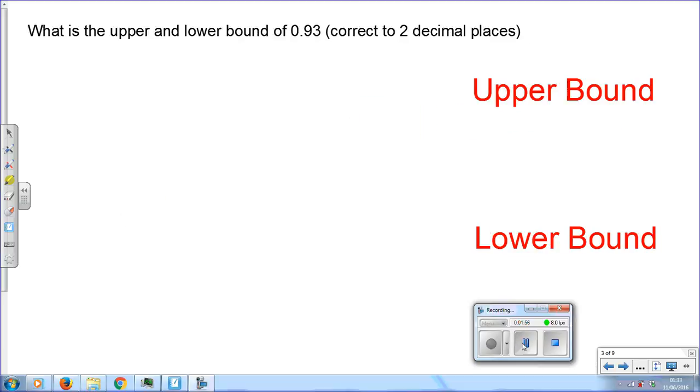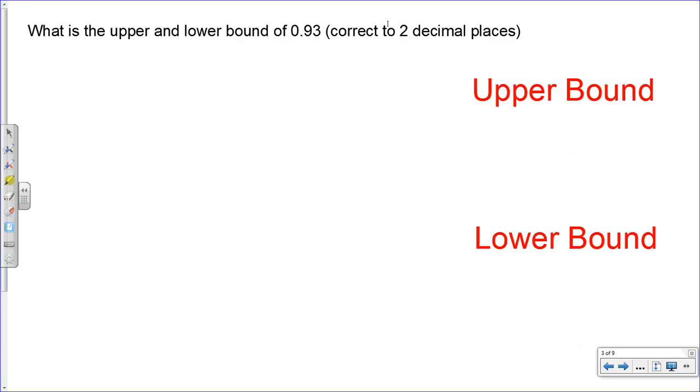Now, let's take into account 0.93 correct to two decimal places. So this time we're doing two decimal places. Again, let's look at the lower bound first. The lower bound of 0.93 would be 0.925, because if you were to round that 0.925 to two decimal places, that would be 0.93, which is what we want.